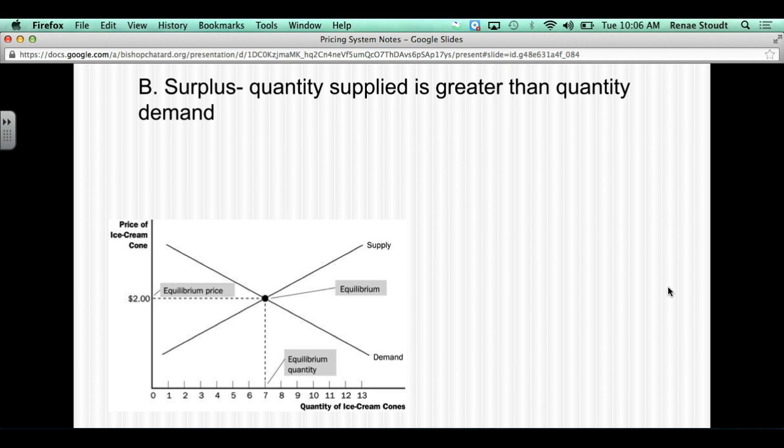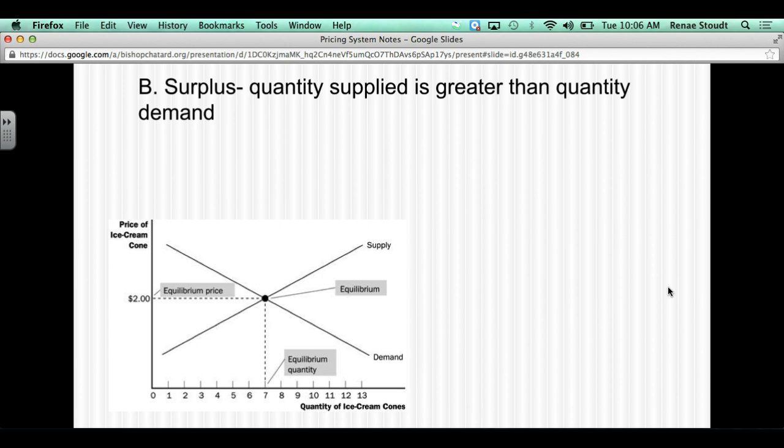Because look at it. If I just pick out one particular price along here, just draw a straight horizontal line, it doesn't even matter what the price is, you can go across and you can see at that price the demand is going to be higher than the supply. Is that a surplus? Demand higher than supply, is that a surplus? No, that's not a surplus.